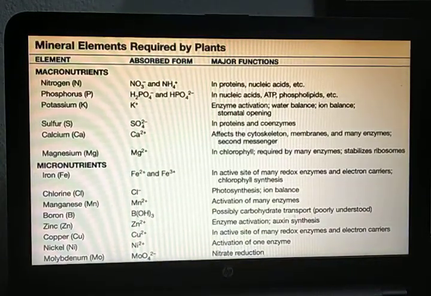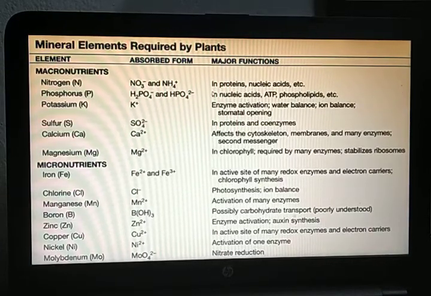These are the mineral elements required by plants. Some are macronutrients, N, P, K, S, calcium and magnesium, and some are micronutrients, that is iron, chlorine, manganese, boron, zinc, copper, nickel, and molybdenum. The role of nitrogen is as the source of protein, nucleic acids, etc. Phosphorus also, nucleic acids, ATP, phospholipids, etc. Potassium is for enzyme activation, water balance, ion balance, stomatal opening.